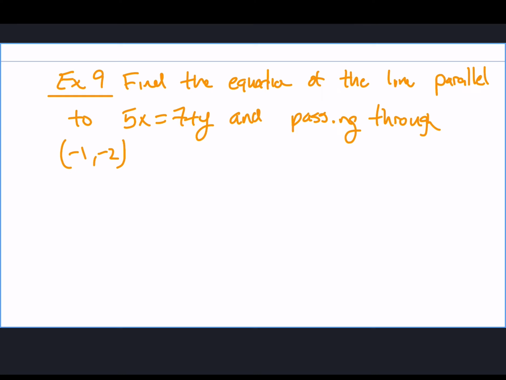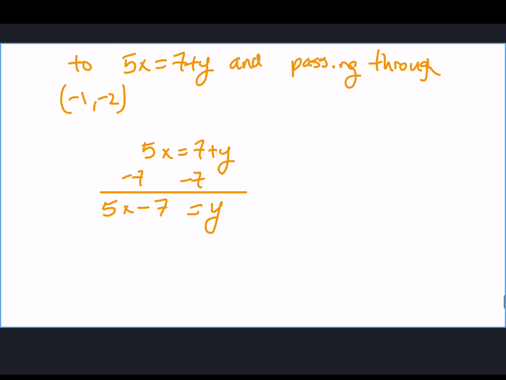So the first thing we need to do is find the slope of our first line, the slope that we're given. So how do we do that? We need to simplify the equation into slope-intercept form. And the way we do that is to get y by itself, so we subtract 7 from both sides. And what do we get? y equals 5x minus 7. So what is the slope of my first line?